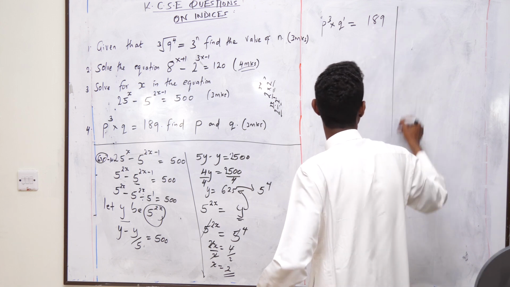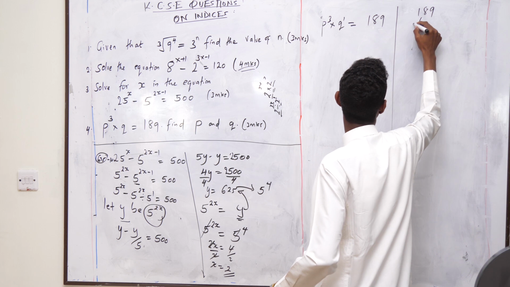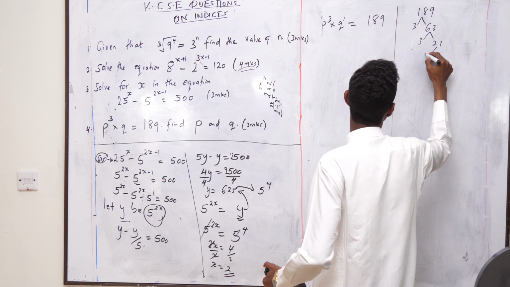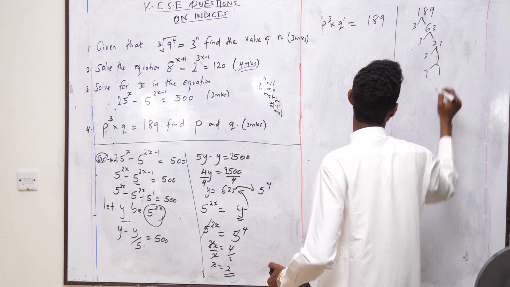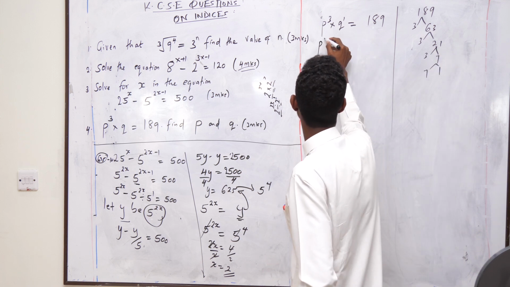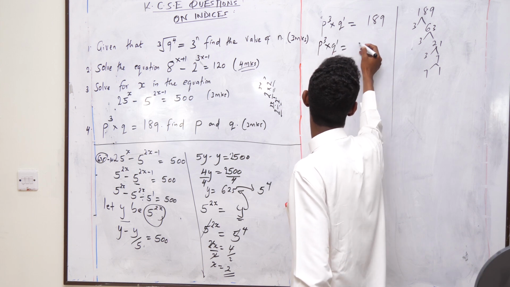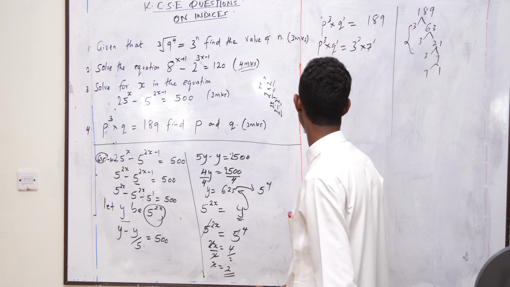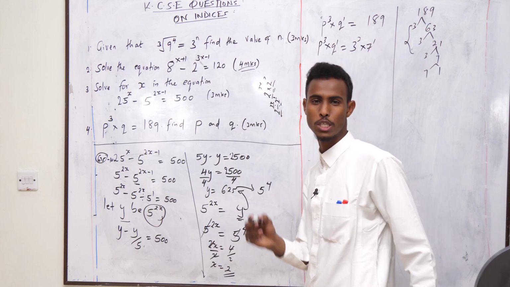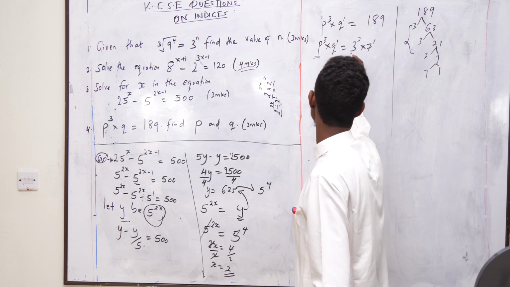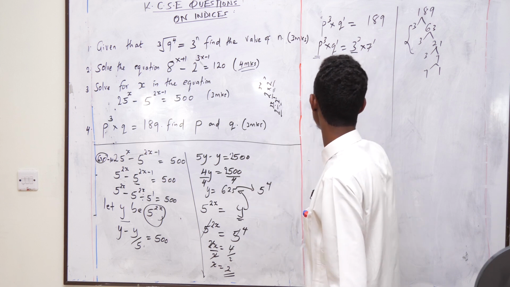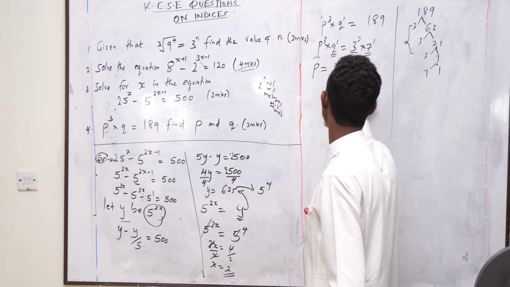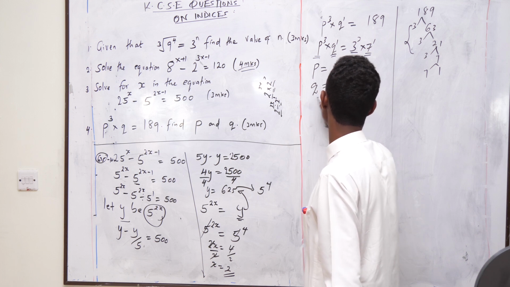Now come here and do it very quickly. 189 divided by 3 is 63. Divided by 3 is 21. Divided by 3 is 7. Now it will be P power 3 times Q power 1 is equal to 3 power 3 times 7 power 1. Now you look at the ones which correspond to one another. P power 3 corresponds to 3 power 3, and therefore P is equal to 3. Q power 1 corresponds to 7 power 1. So Q is equal to 7.